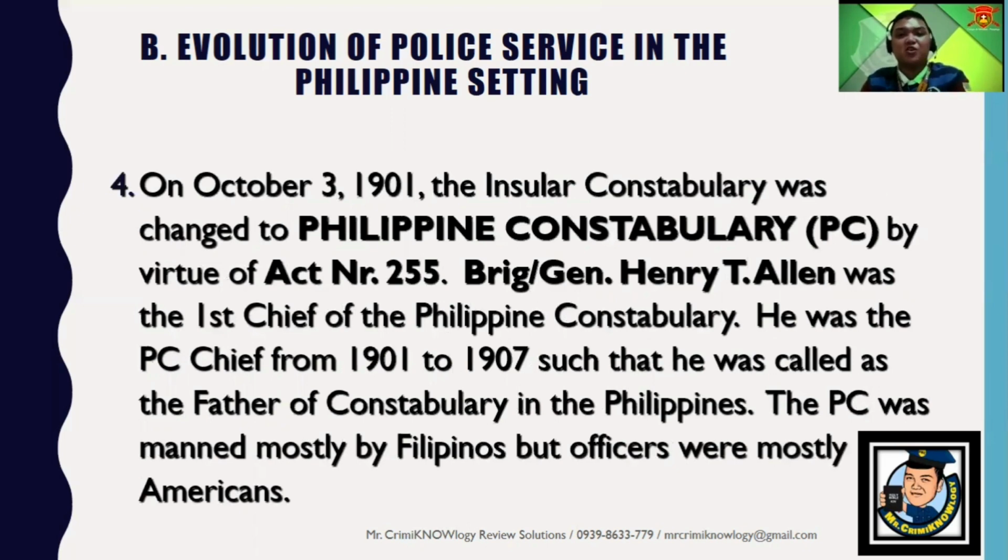On October 3, 1901, the Insular Constabulary was changed to the Philippine Constabulary, the known PC back then, by virtue of Act No. 255. Brigadier General Henry T. Allen was the first chief of the Philippine Constabulary. He was the PC chief from 1901 to 1907, for about 6 years, such that he was called the father of the constabulary in the Philippines. The Philippine Constabulary was manned mostly by Filipinos, but the officers were mostly American during those times.